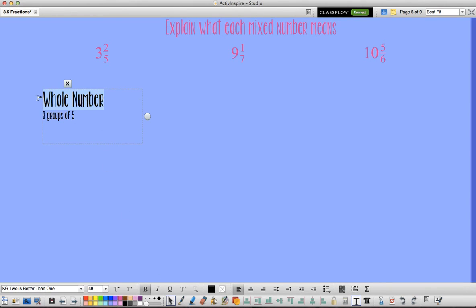And then my fraction tells me that I have 2 out of 5. So in this case, I could even say this is equal to having 15 because I have 3 groups of 5. And then this is still 2 out of 5.